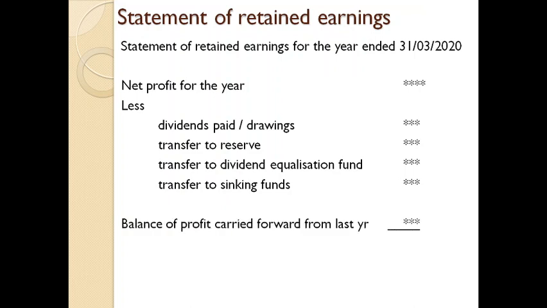And finally, balance of the profit carried forward from last year. The balance of profit carried forward from last year is not supposed to be deducted, it has to be added to the net value received after deducting the above 4 items. Finally, you will arrive at profit carried forward to the balance sheet. This will be the profit that will be taken to the balance sheet format. This is how a profit and loss appropriation account or statement of retained earnings is prepared.